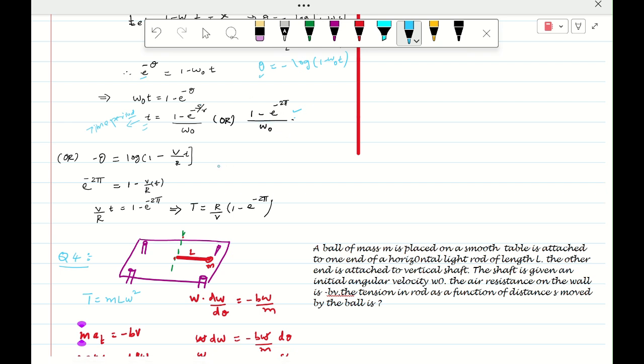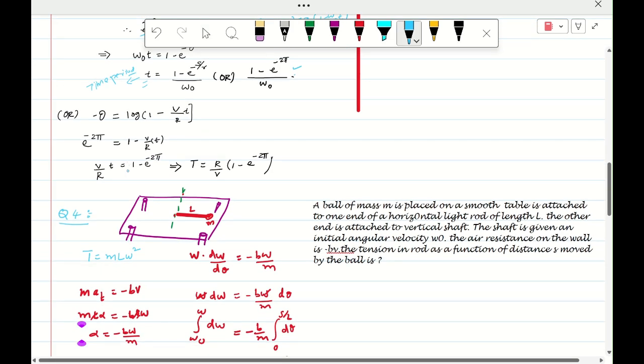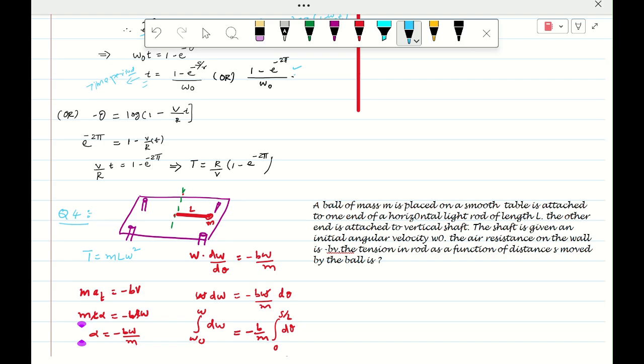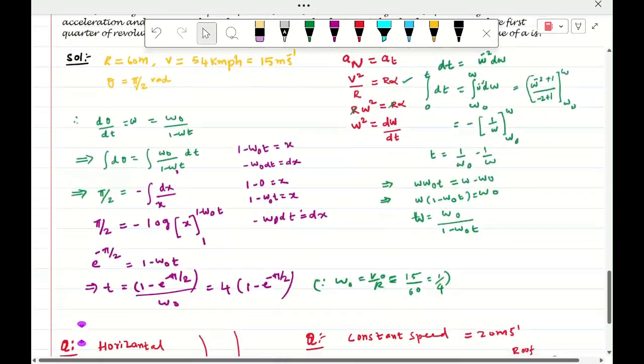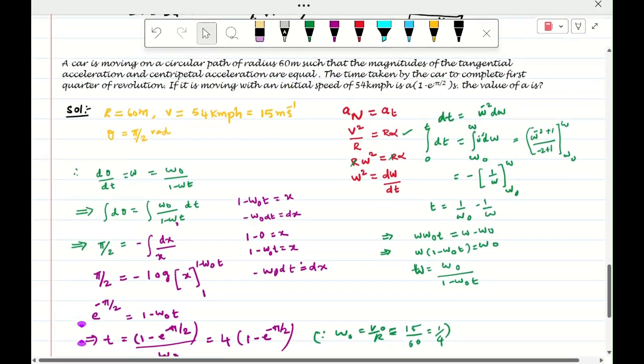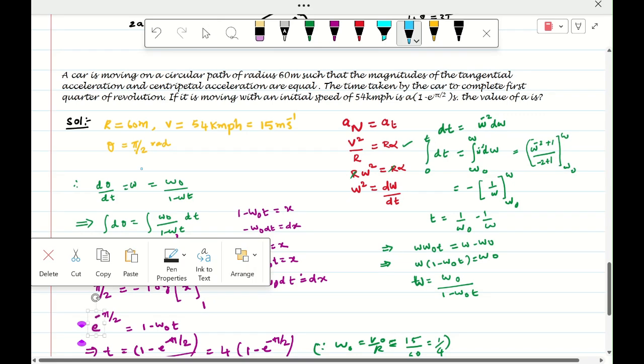This is right. In terms of v, you have to substitute r by v into 1 minus e power minus 2 pi. So like this, one question is there. See, yes, here. So now see the question.